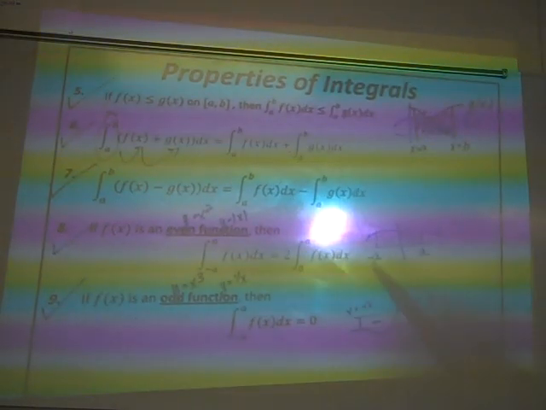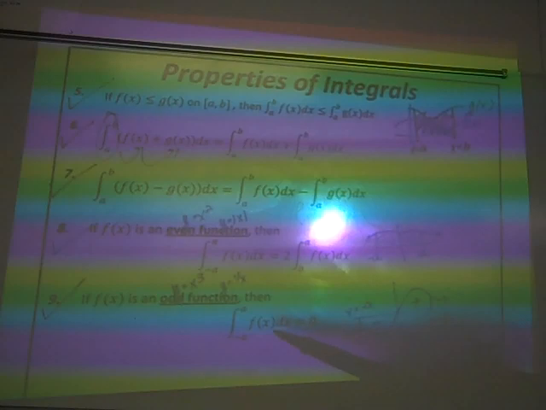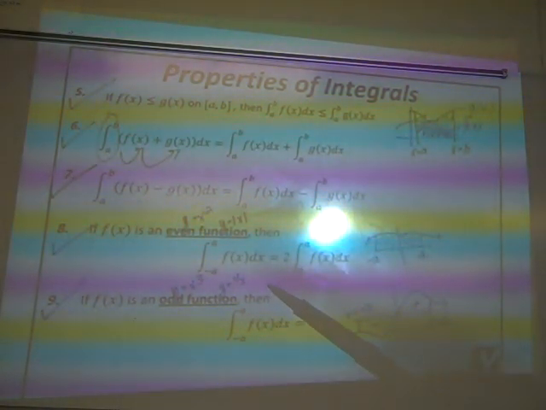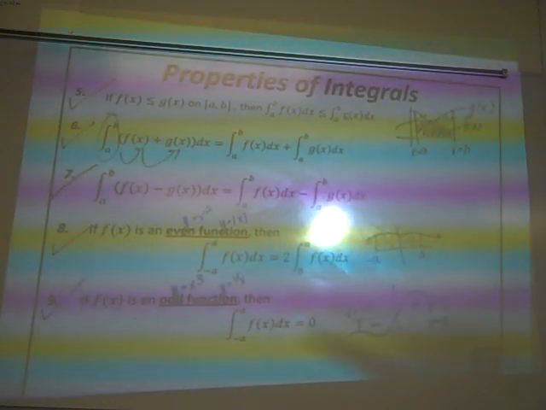Be careful with these last two properties. Number 9 is only true for an odd function. Number 8 is only true for an even function. If you don't know even and odd, you cannot use these two properties.